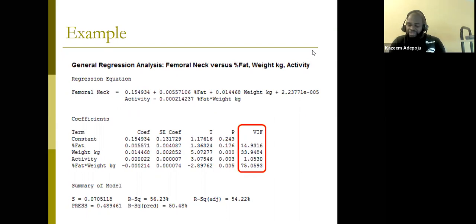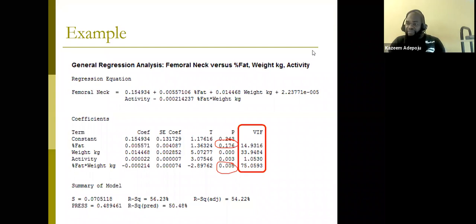Okay, take a look at that. Interaction between fat and weight is significant, but fat separately is not. Okay, fat is not. Then nobody knows. You know, there could be a problem here. And that is the reason, take a look at the VIF.